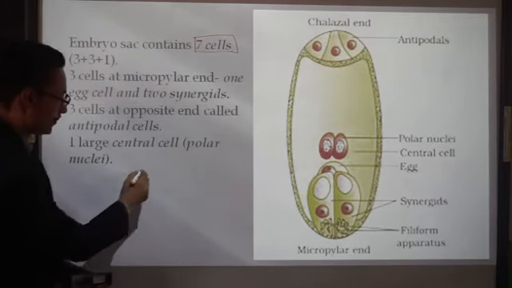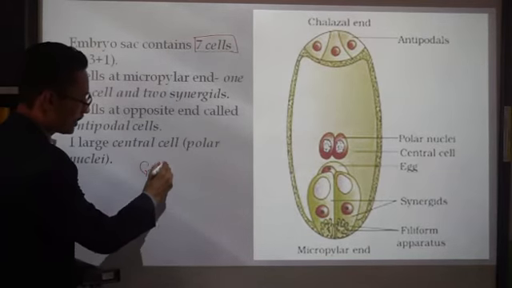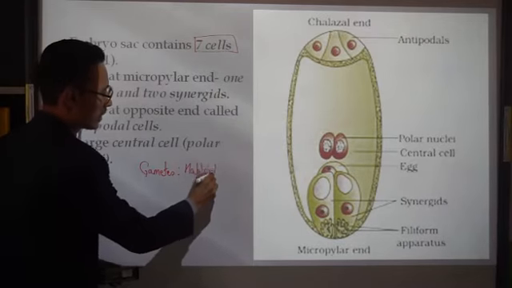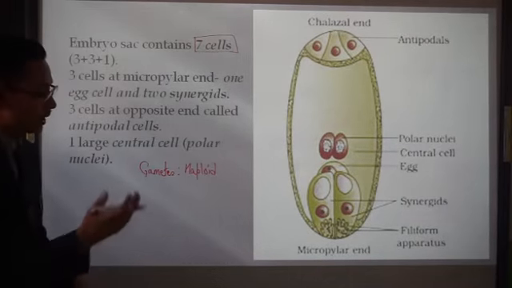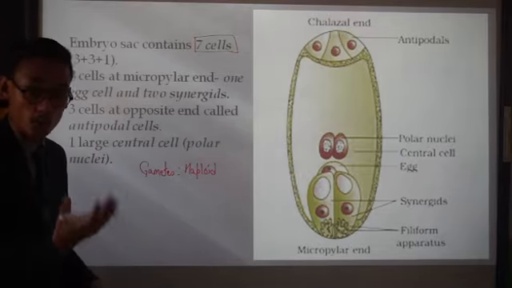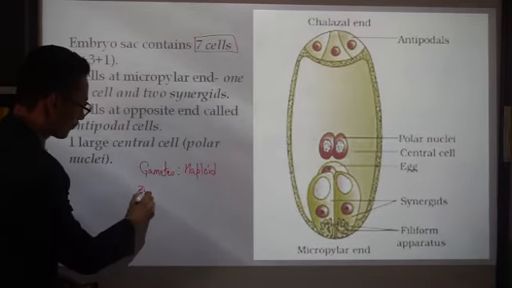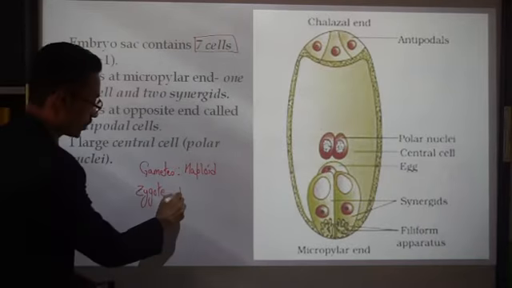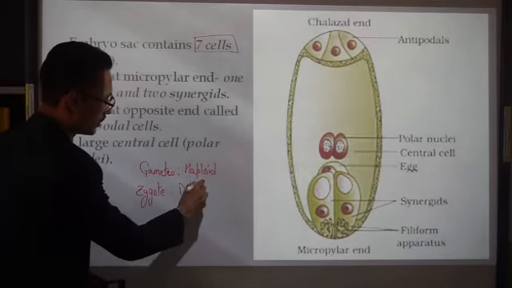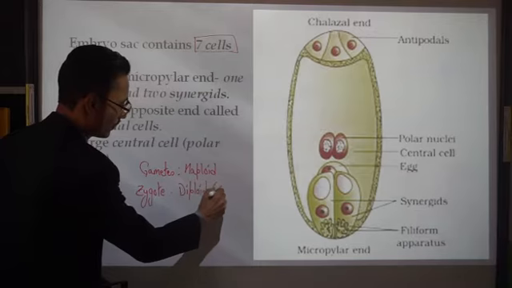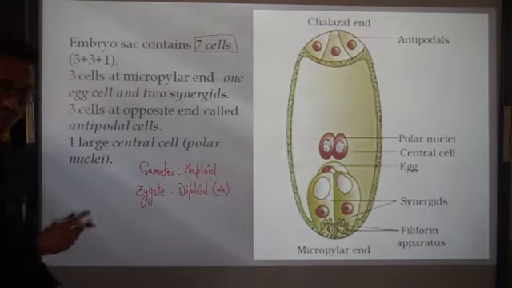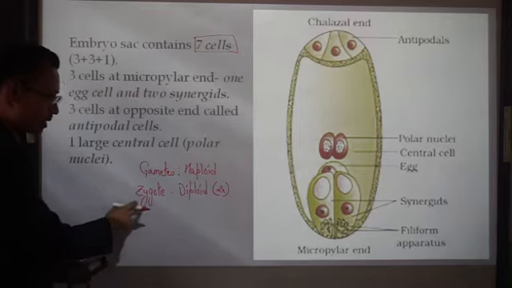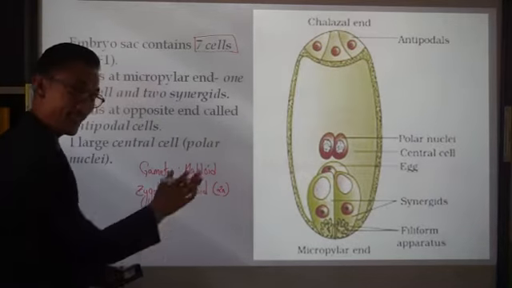The gametes, the male gametes and the female gametes, are haploid, H-A-P-L-O-I-D. Haploid means containing half the number of chromosomes. Then, after fertilization, there will be formation of zygote. The zygote will be diploid, 2N. When there is fusion of gametes, the zygote will be produced, which will be diploid, called 2N.